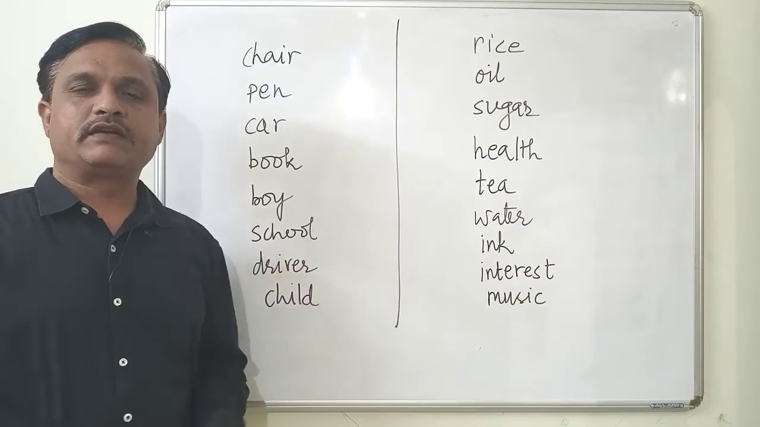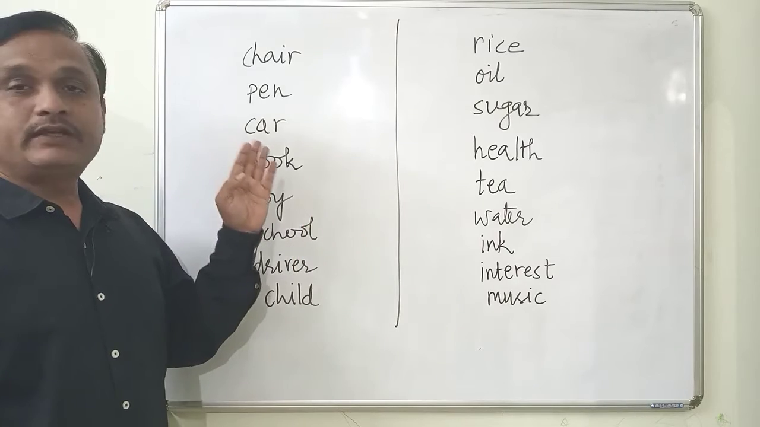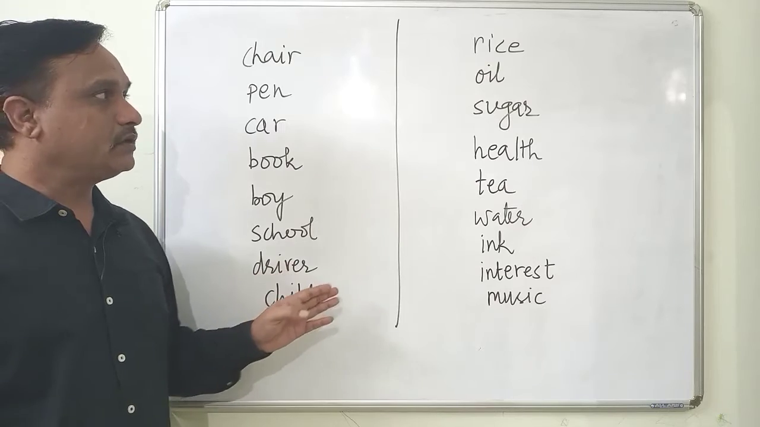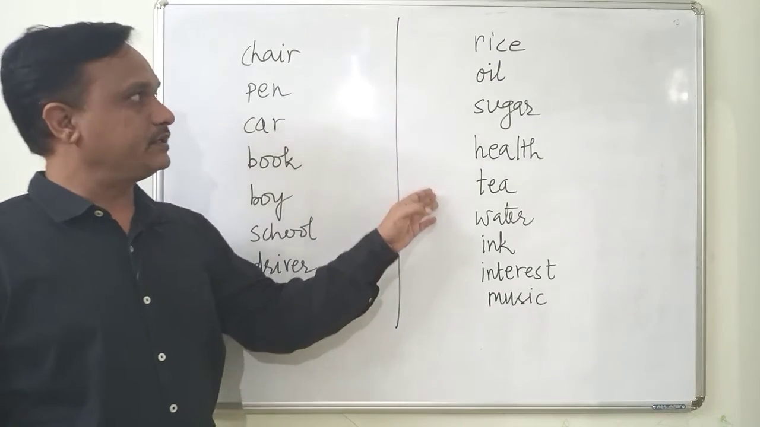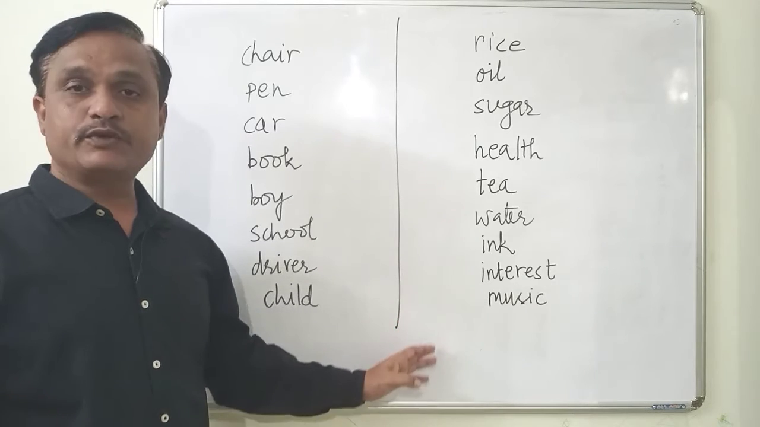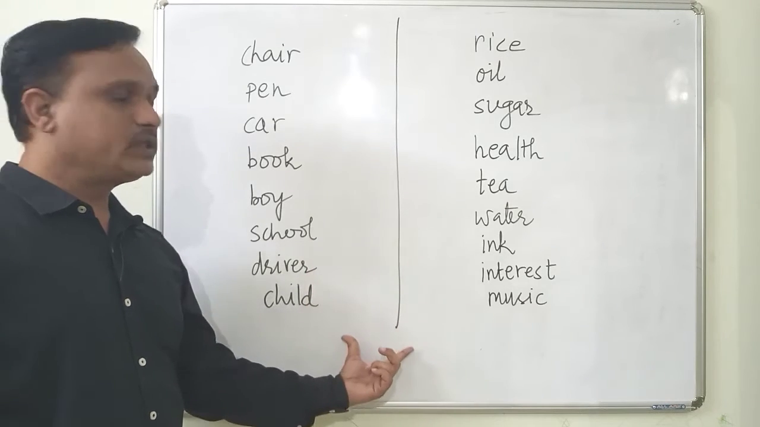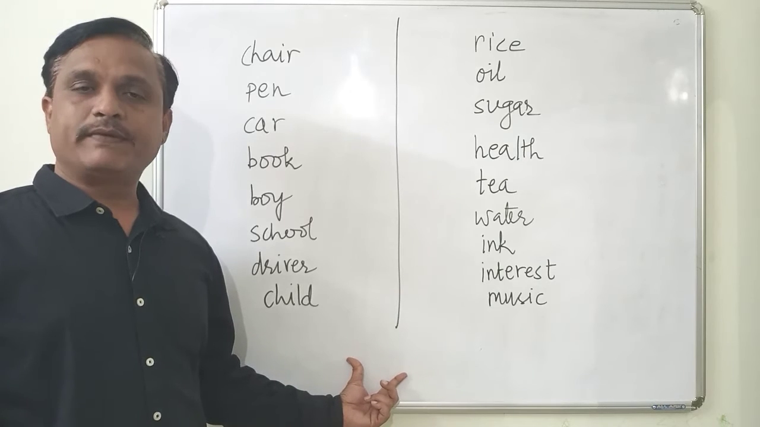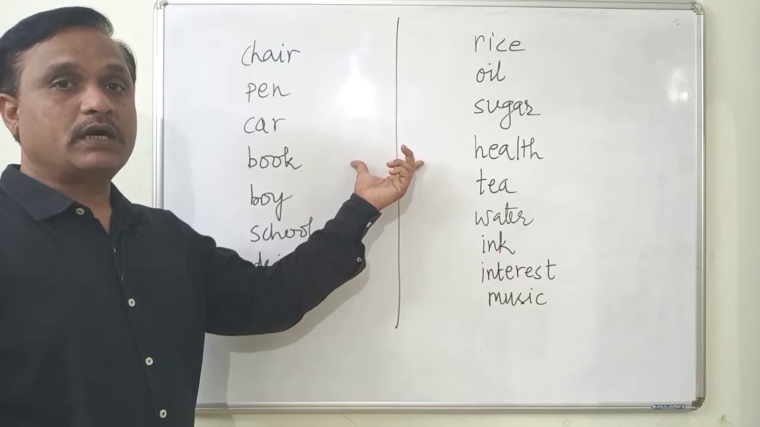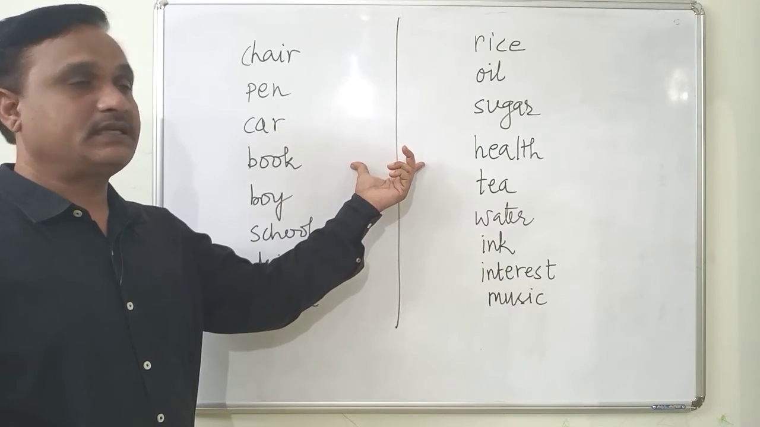Here I have listed a few common nouns like chair, pen, car, book, boy, school, driver, child. And here is another category: rice, oil, sugar, health, tea, water, ink, interest, music. Both these categories are common nouns, but I have divided them into two parts. What is the reason? Let's understand.